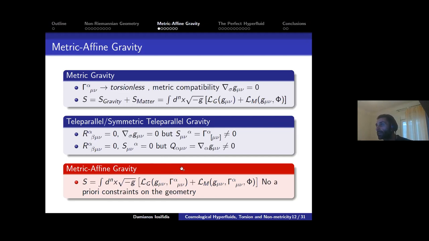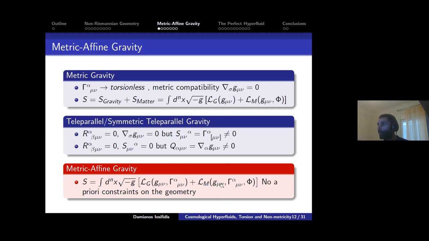And what is very important, and this is crucial for the discussion we will have below, is that the gravity part will depend on the connection if we are in the metric-affine framework. But now the matter part, let me say it another way, if the matter part is independent of the connection, then we have the so-called Palatini gravity. So the conservation laws for matter, etc., are the same as in the metric case.